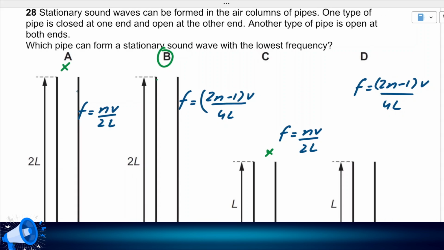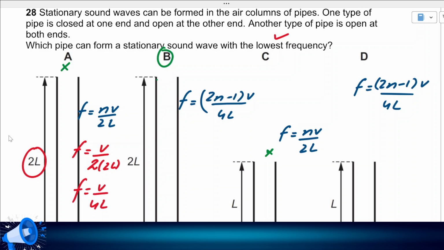Now let me insert the value of length here. For example, in the first one, if I insert the value of length and I need the lowest frequency, n should be 1, because they ask which forms the lowest frequency. So we are referring to the first harmonic. For the first one, the denominator would be 2, and the length given is 2L. So the overall frequency is v over 4L.